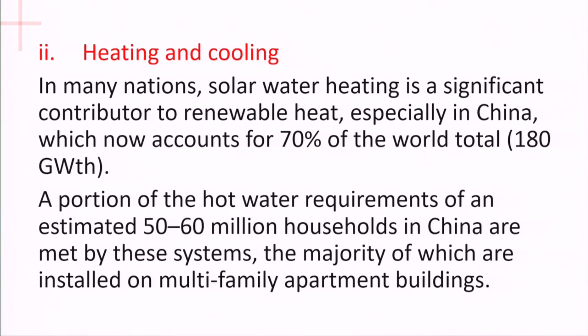A portion of the hot water requirement of the estimated 50 to 60 million households in China is met by these systems, the majority of which are installed in the housetops or in hotels at the rooftops. Over 70 million households around the world have access to the share of the total installed solar water heating capacity. The utilization of biomass energy nationwide in Sweden has surpassed that of oil.